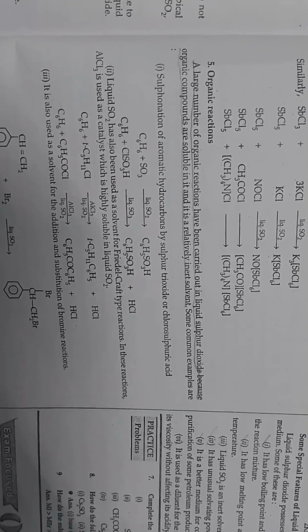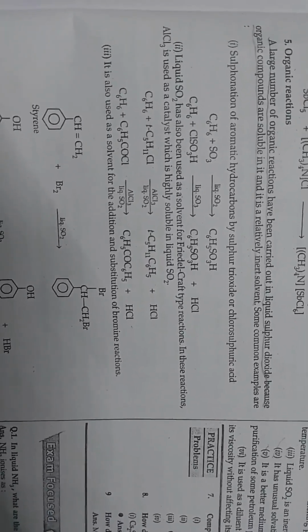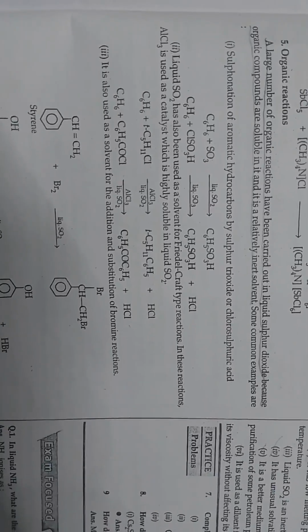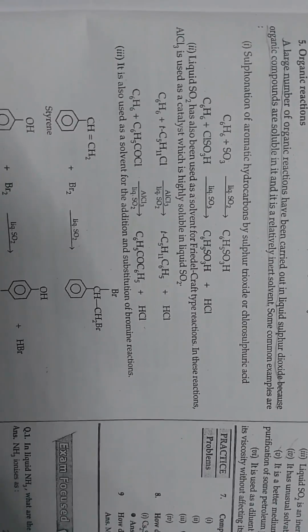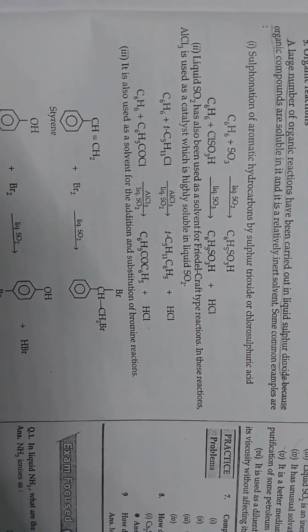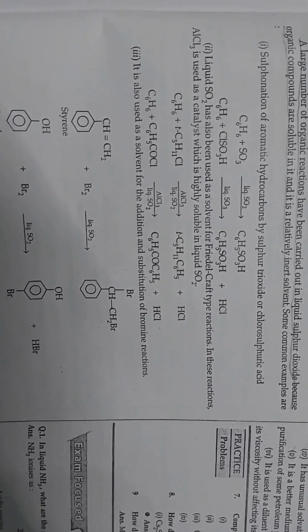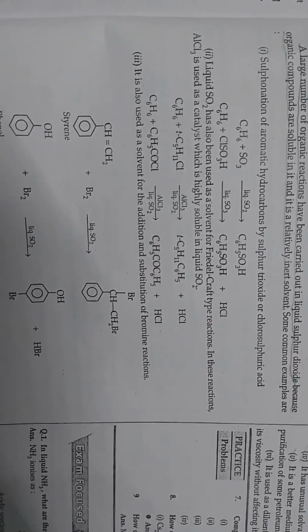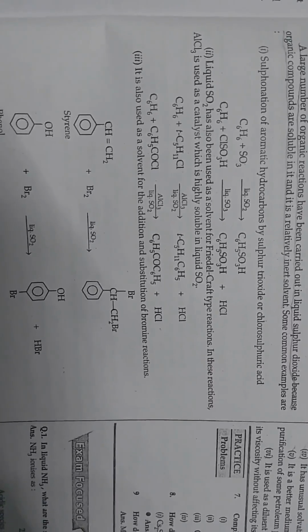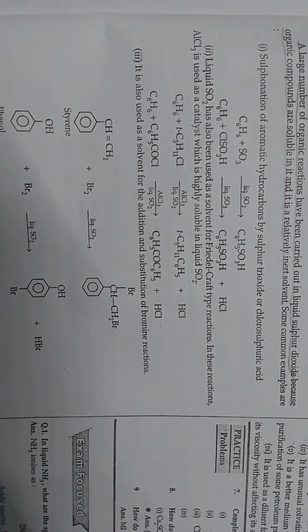Number 5, organic reactions. A large number of organic reactions have been carried out in liquid sulfur dioxide because organic compounds are soluble in it and it is a relatively inert solvent. Some common examples are: number 1, sulfonation of aromatic hydrocarbons by sulfur trioxide or chlorosulfuric acid. C6H6 plus SO3 in presence of liquid SO2 gives C6H5SO3H. C6H6 plus ClSO3H in presence of liquid SO2 gives C6H5SO3H plus HCl.